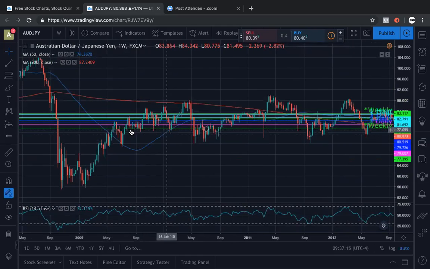It stops at this level. And when you're looking at a weekly time frame, you're looking at 1, 2, 3, 4, 5, 6, 7, 8, 9, 10, 11 candles, right? 11 candles, that's a total of about 77 days.